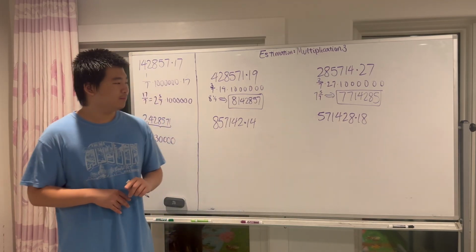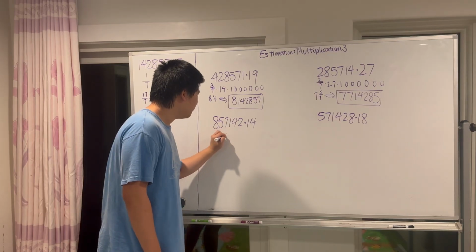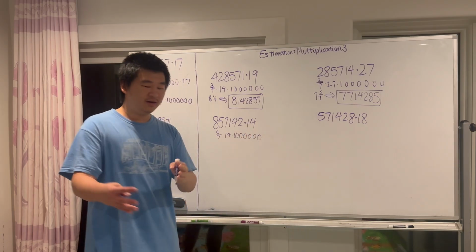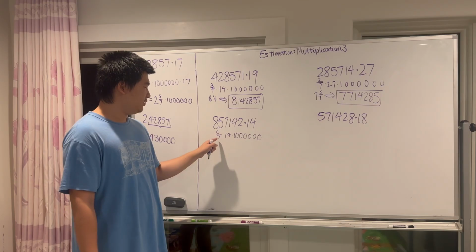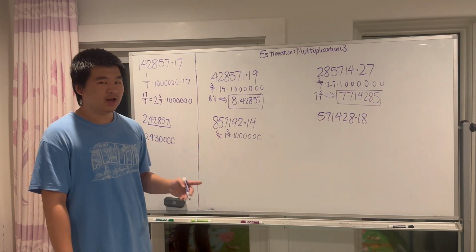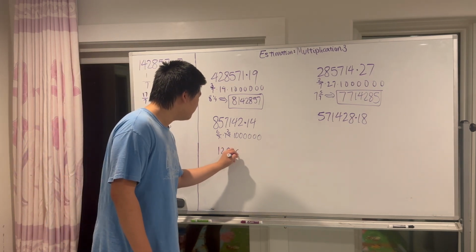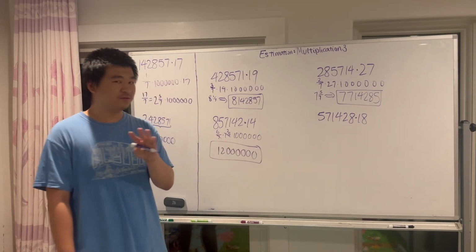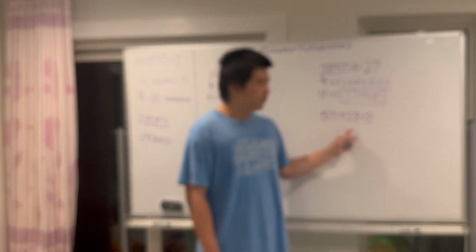857142 times 14. This is going to be 6 over 7 times 14 times 1 million. And here, please don't do 84 over 7. Just recognize that 14, 7, boom, 2. And so that gives you 12 times 1 million. Big shocker, 12 million. And once again, if you actually plug this into your calculator, this is like crazy close to the actual answer. So yeah. Now, 571428 times 18.